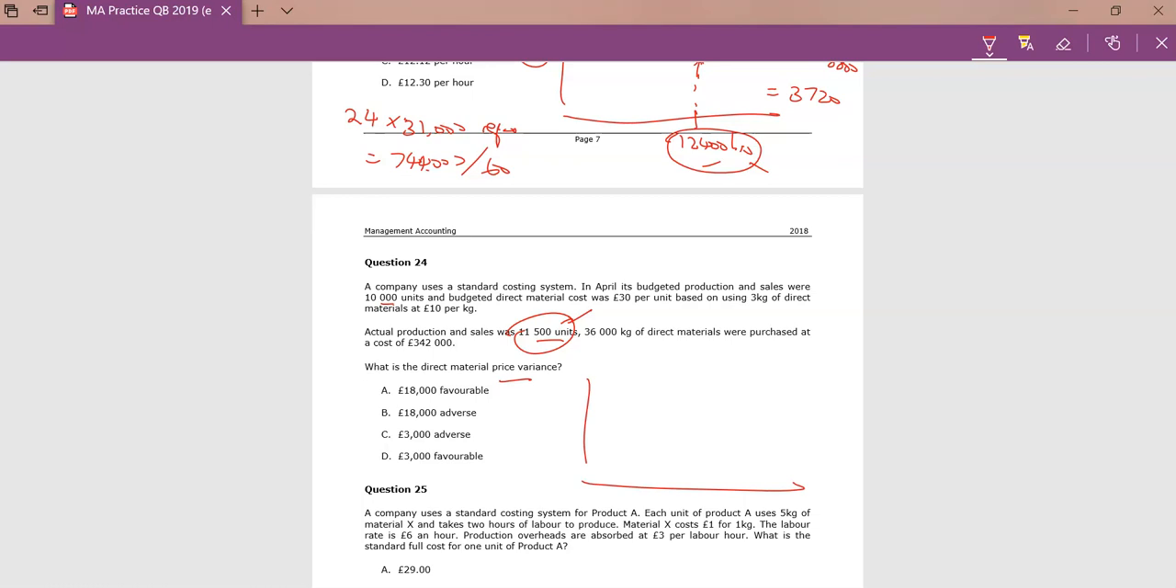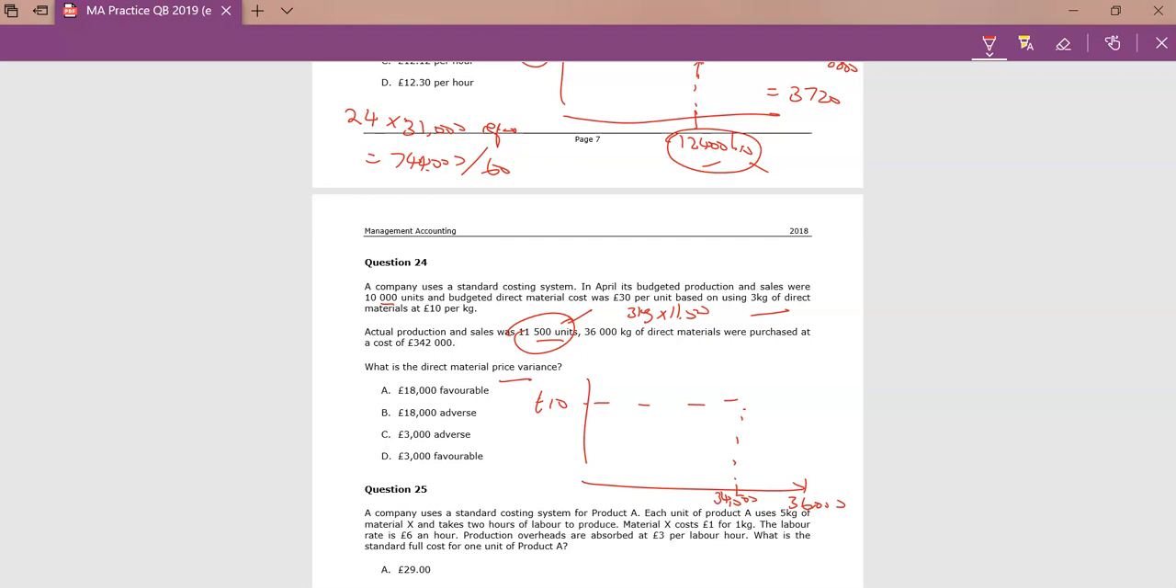So in order to make 11,500 units, the question is how many kilograms do I expect you to use? Well, 3 kilograms each. So I expect you to use 3 kilograms times 11,500, which takes us up to 34,500. I expect you to use 34,500, and I expect each kilogram to cost £10. That's what I expect. What did you do? You used 36,000 kilograms, and it says that you bought them at 342 pounds.